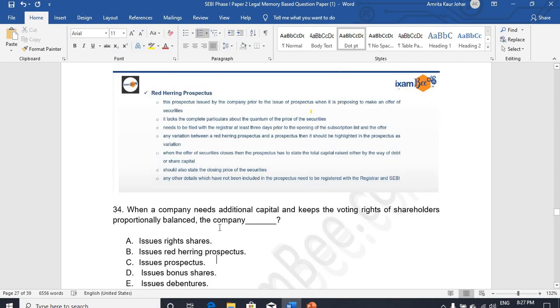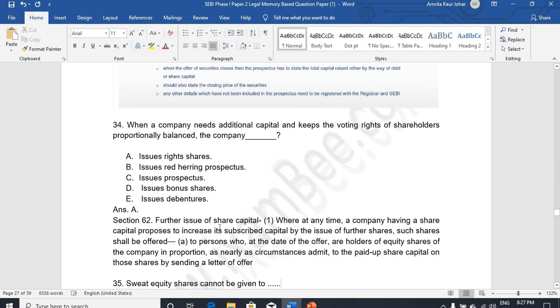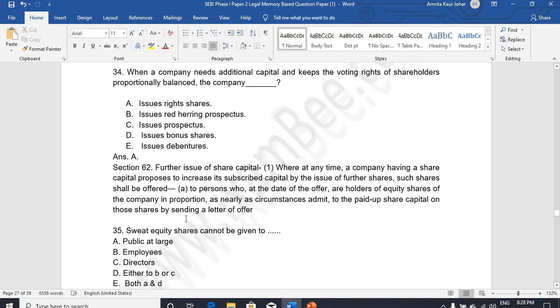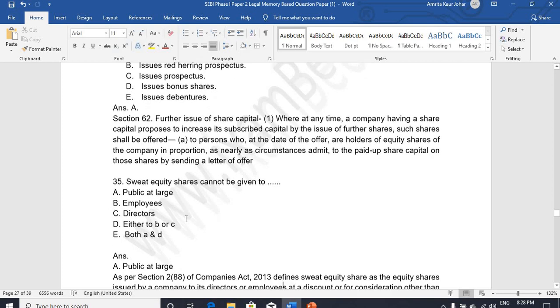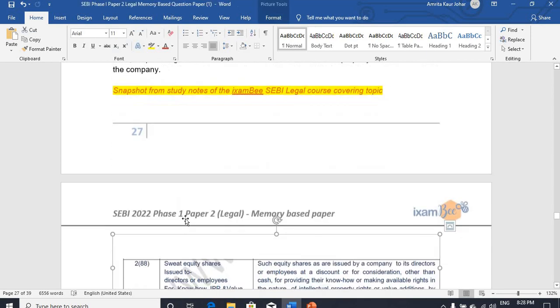Where a company needs additional capital and keeps the voting rights of shareholders proportionally balanced, then the company will carry out a further issue of share capital, issue rights shares. It will issue rights shares, that is option A is the correct option. Section 62 of Companies Act covers this area. Next question was from sweat equity shares, and the sweat equity shares cannot be given to public at large.